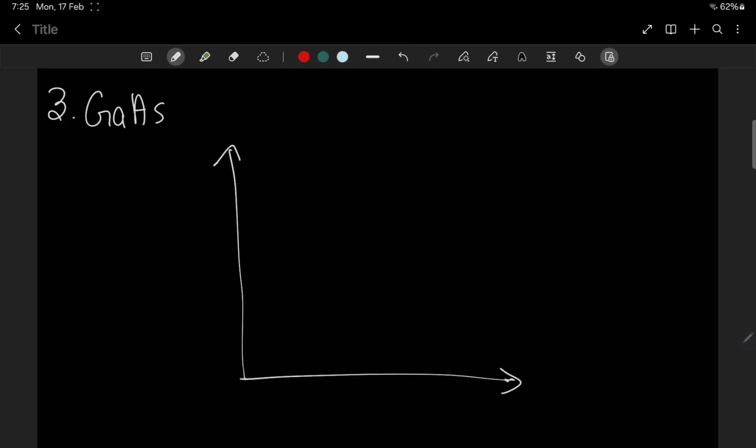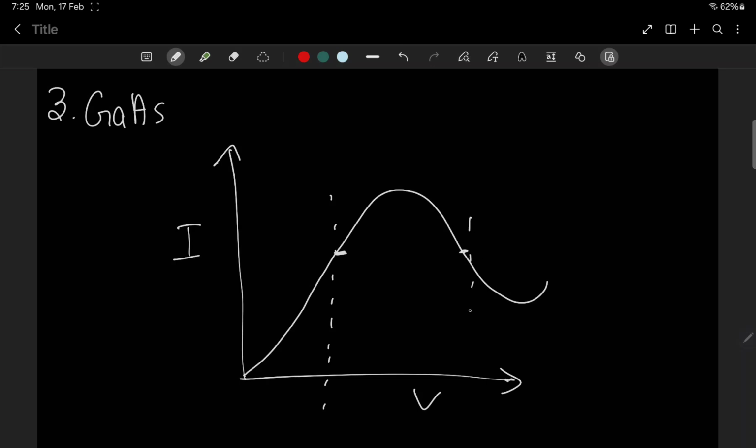Now the third problem is that the relation between V and I is not unique. There is more than one value of V for the same current I. In gallium arsenide, the graph goes like this, like this, like this. This is for gallium arsenide. Here at this point, the current is the same, but the voltage is different. That is, V and I are not unique.